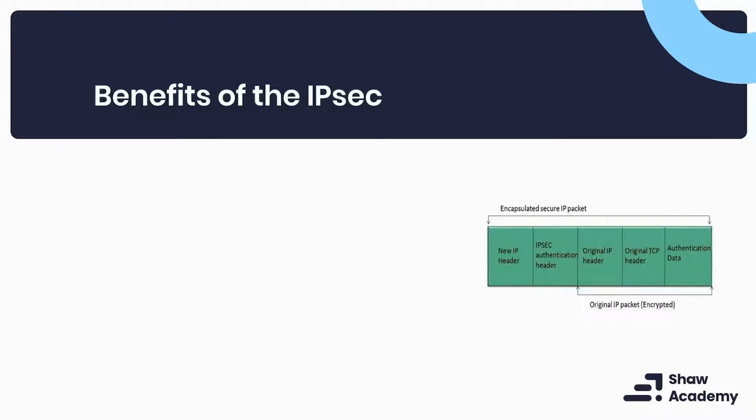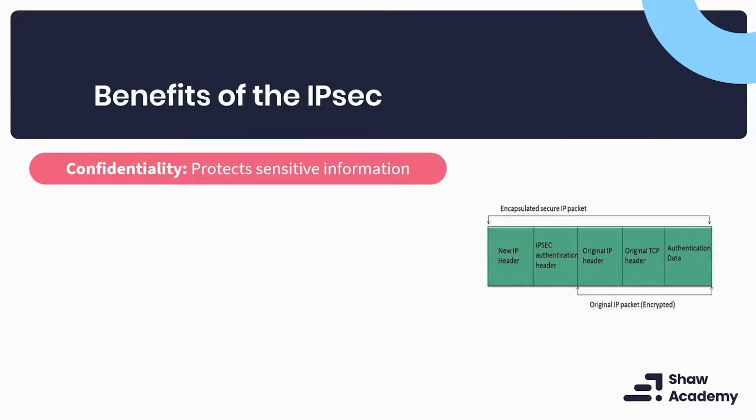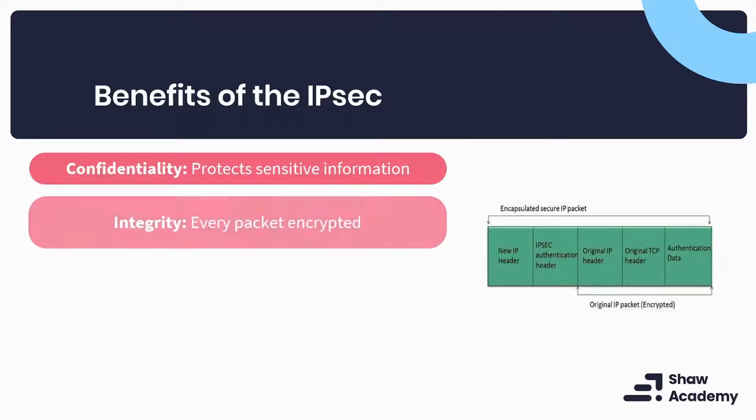They are confidentiality. Companies use the IPsec protocol due to the fact that it protects sensitive information. For example, in the case of a network attack, any packet that is captured by a hacker will be all encrypted so that the details of the packet will not be visible. Then we have integrity.